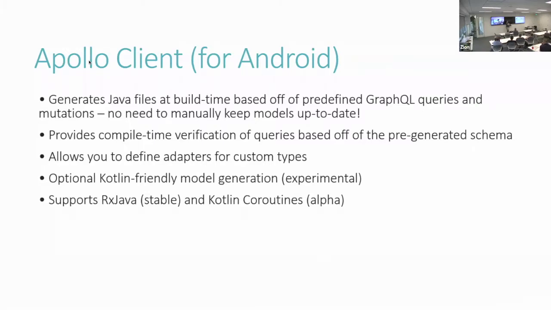Apollo Client supports RxJava and also Kotlin coroutines. The example I'm going to show is going to use RxJava, but they are working on coroutine support. It's still in alpha right now, but it's pretty promising.